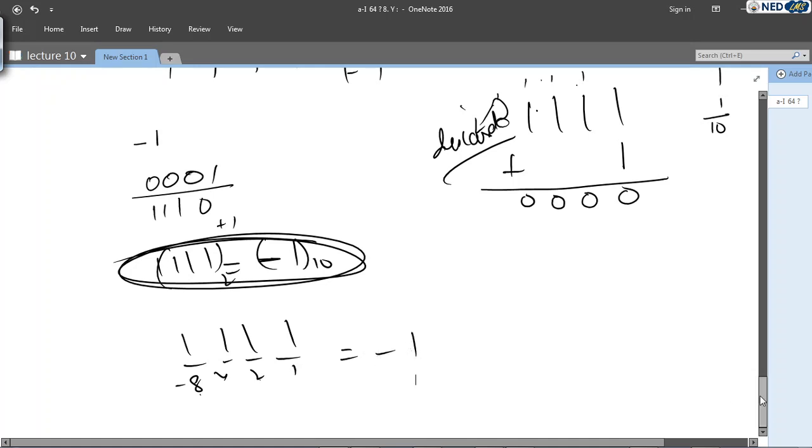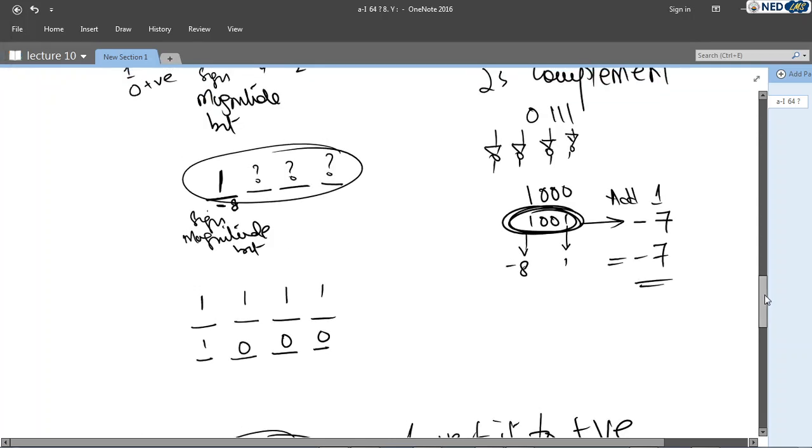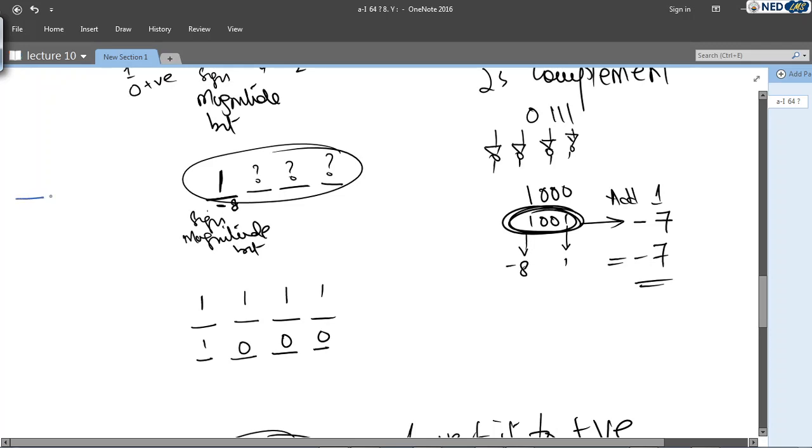Coming back to the original problem, what is the maximum number I can put here, or what should the bit values be so that I can get the minimum possible value? Let me do it in some other color, so that I have two combinations. We have 4 bits. If I place 1 here, I'm talking about minus 8, so that is not that difficult to understand.